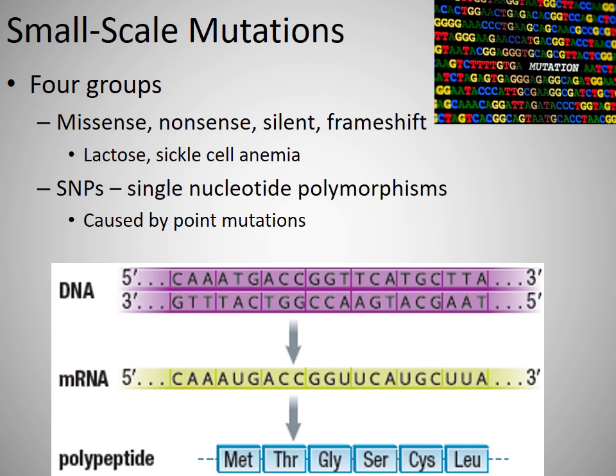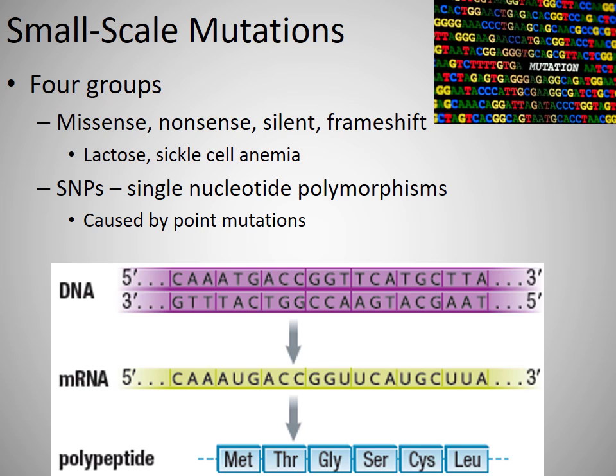What we are going to talk about: small-scale mutations. The reason why these are important is that when the cell is making protein, it needs to get the information from the DNA. Well, when there's a mutation in the genetic code, specifically a gene, that is going to change the outcome of the polypeptide. We're going to take a look at a couple different things here. Missense, nonsense, silent, and frame shift mutations.